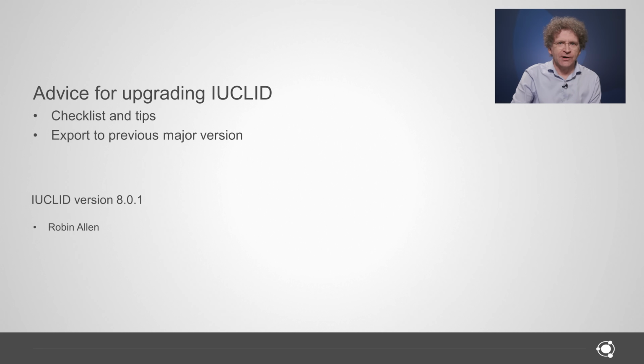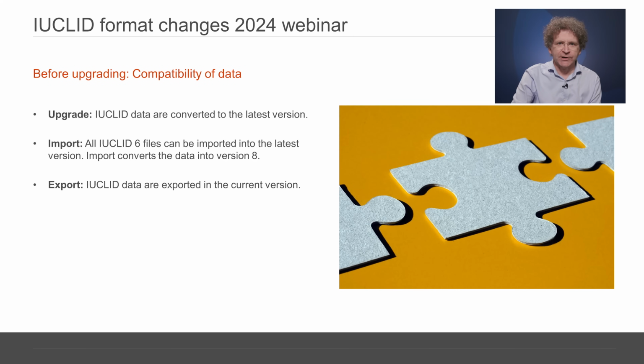The slides are divided up into what to consider before, during, and then after the upgrade. Before upgrading, remember that all the data will be converted to the new format. Thereafter, if you import data, it will be converted into the new format no matter what version was used to create it. This goes right back to the start of Euclid 6. This will cause changes to the data, even for dossiers, which are often considered to be read-only.